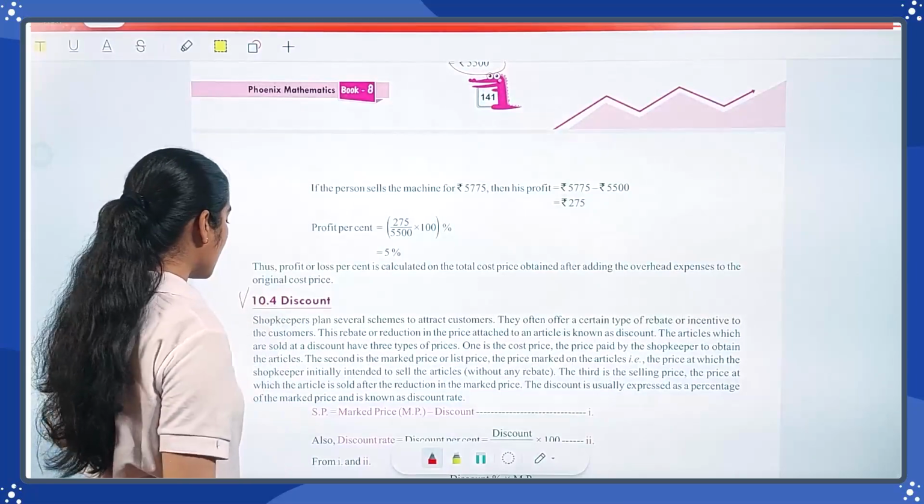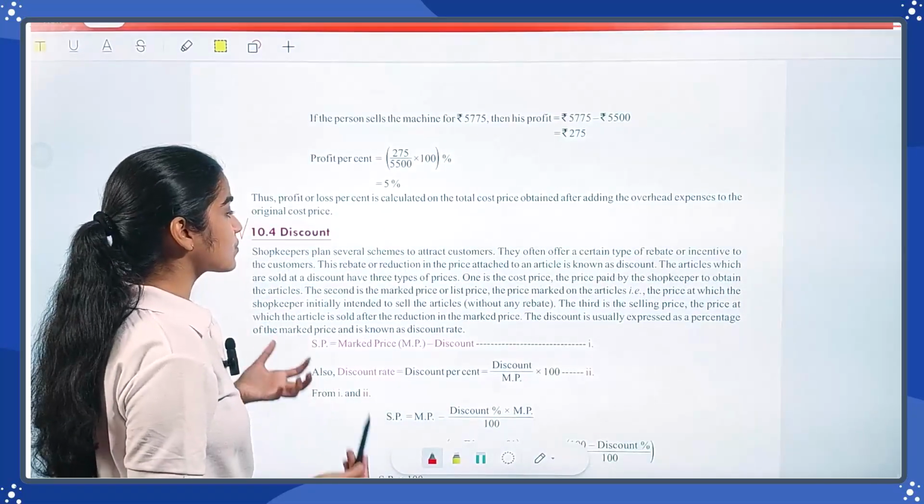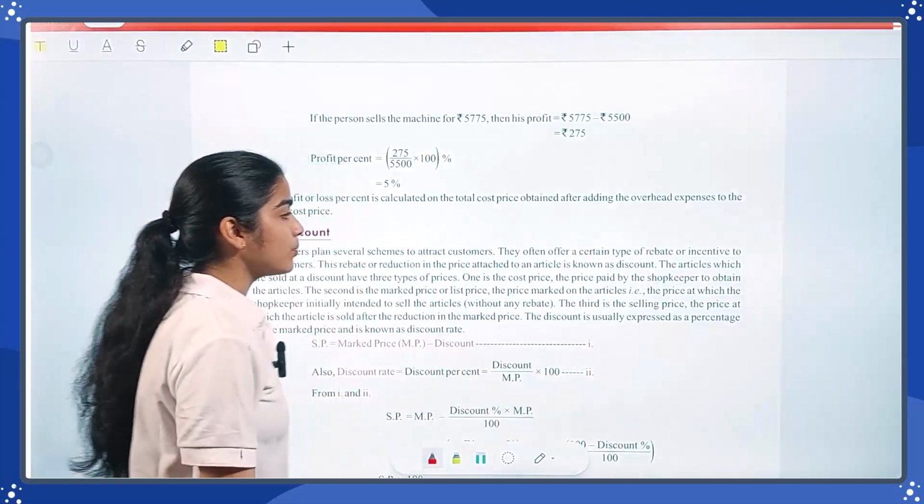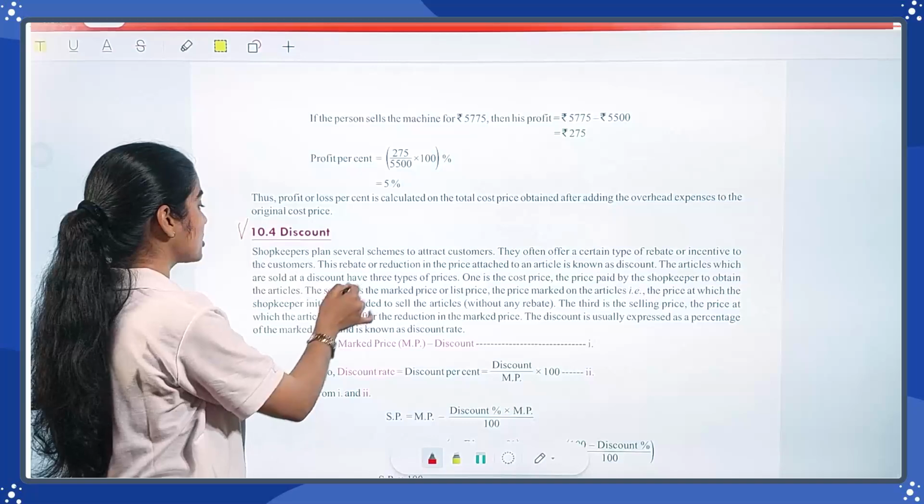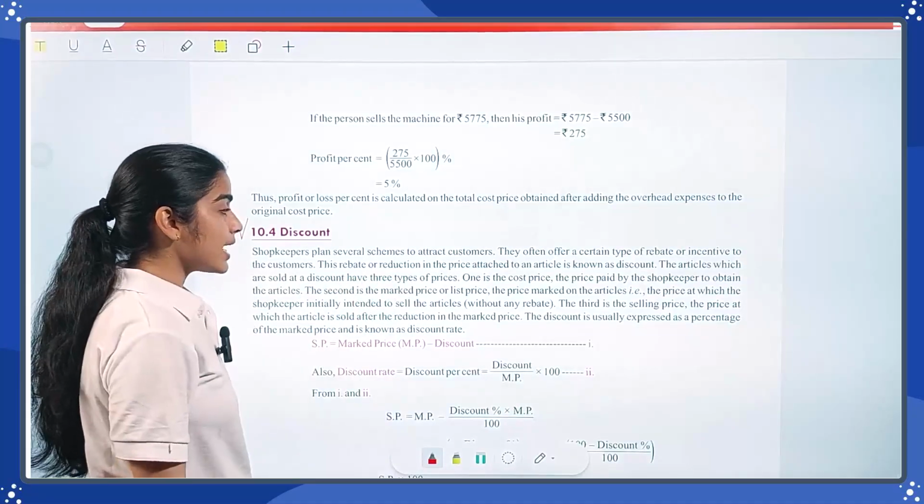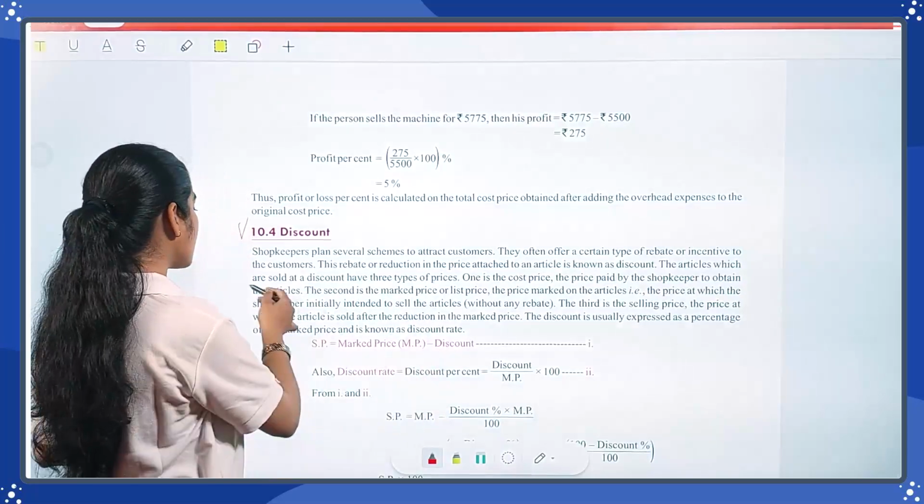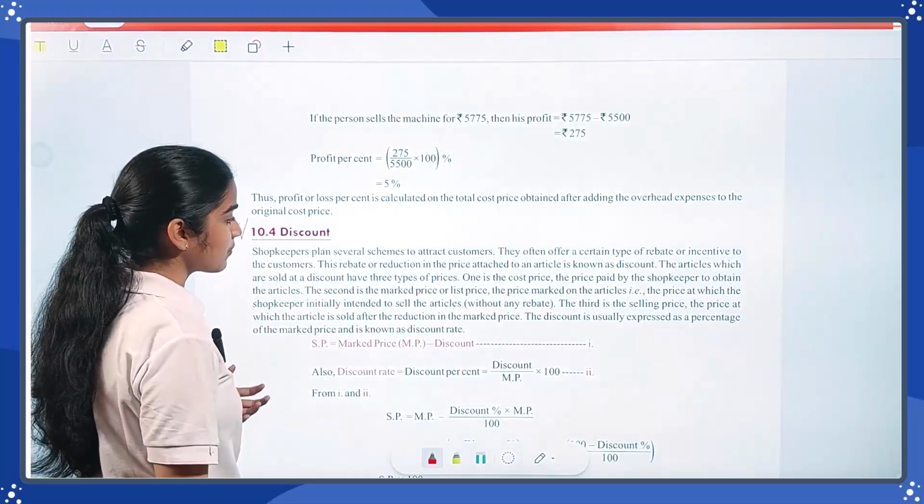Now we have discount. Shopkeepers plan several schemes to attract customers. They often offer a certain type of rebate or incentive to the customers. This rebate or reduction in the price attached to an article is known as discount. The articles which are sold at a discount have three types of prices.